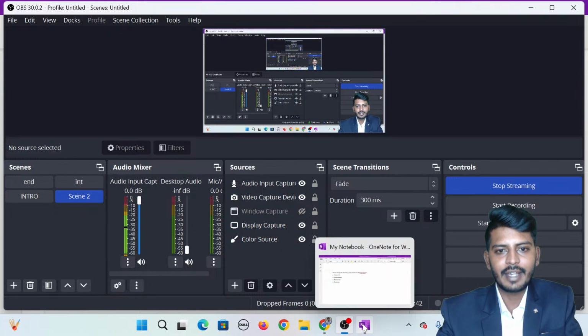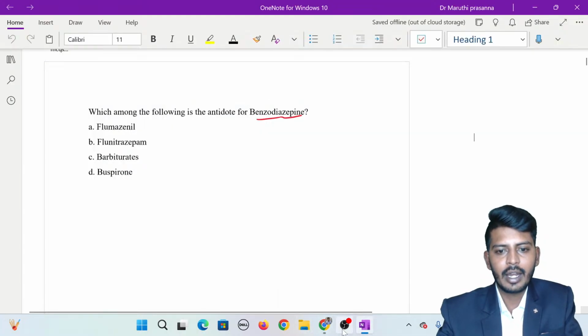Sir, what else do they ask in this? If they want to go to the next level, they will confuse you by asking the mechanism of this drug. So do not get confused by the mechanism of the drug. We will study about it very easily.